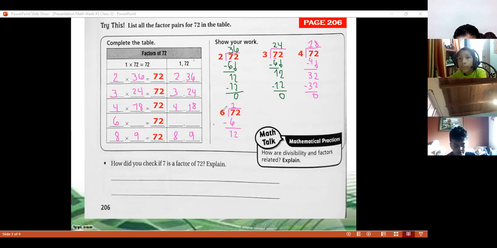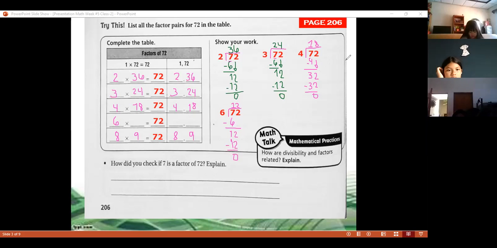12 divided by 6. 2, excellent. And 2 times 6 equals 12. 12 minus 12 is 0. Excellent. My remainder is 0. Thank you, Gabriela.